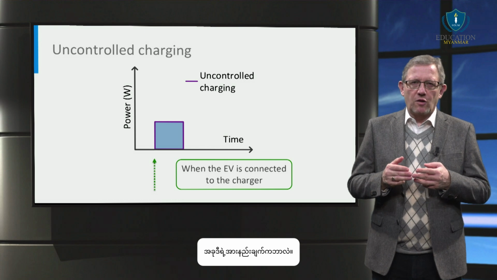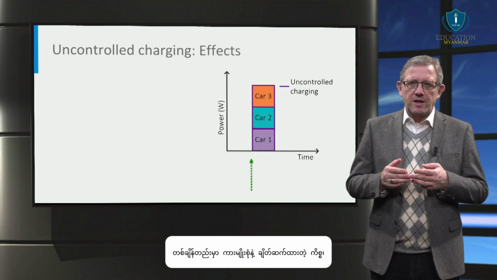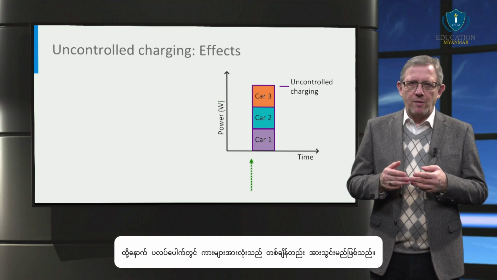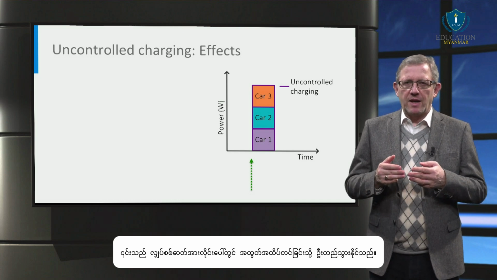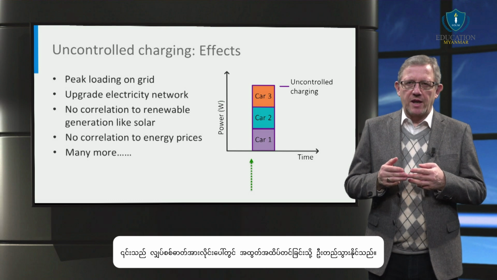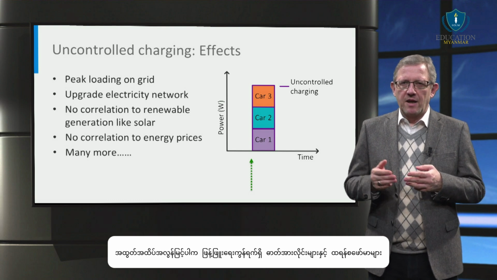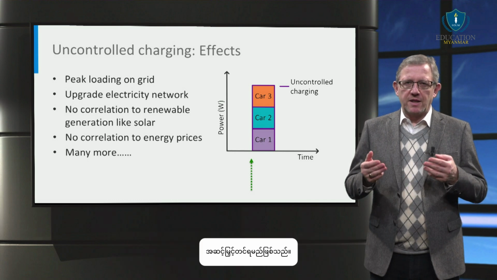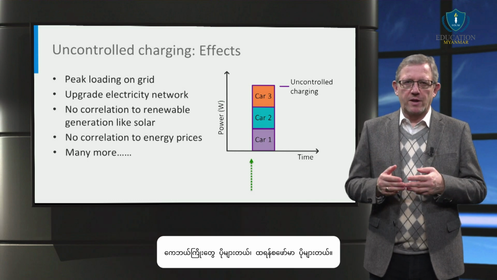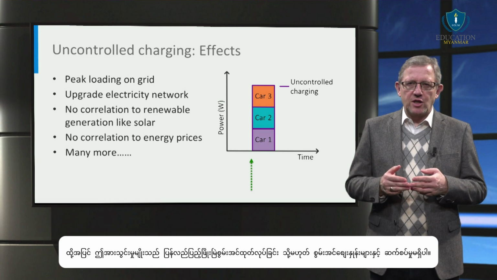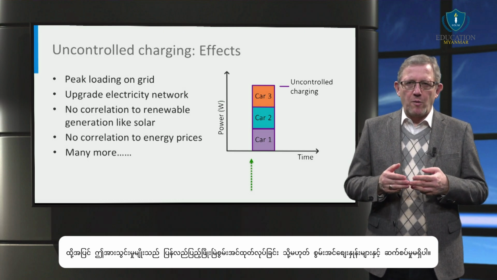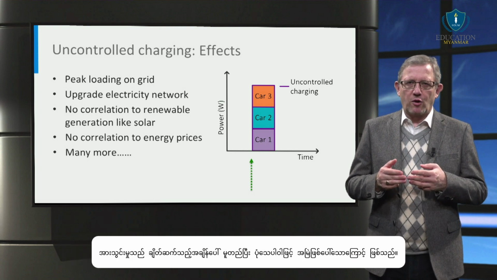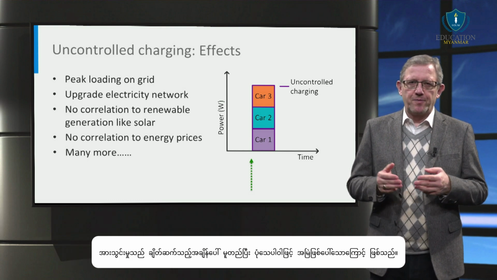Now, what is the disadvantage of this? In the case of multiple cars connected at the same time, all the cars will charge at the same time when they are plugged in. This may lead to a peak loading on the electricity grid. If the peak is too high, then power lines and transformers in the distribution network will have to be upgraded. So more cables, more transformers. Further, this kind of charging has no correlation to renewable energy generation or energy prices, as the charging is dependent on the time of connection and always happens at a fixed power.